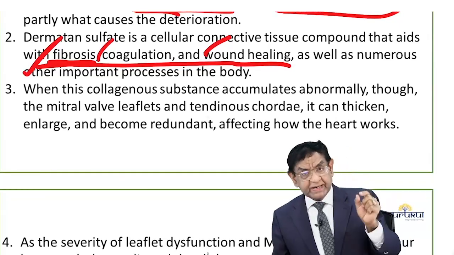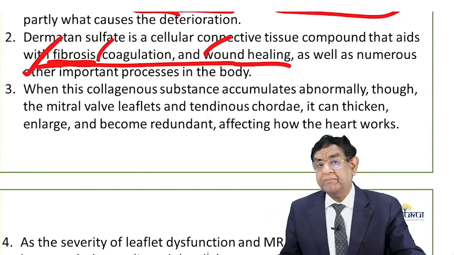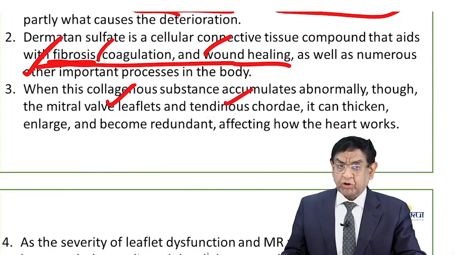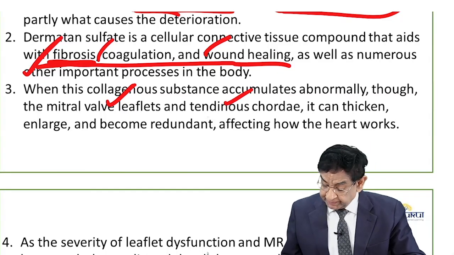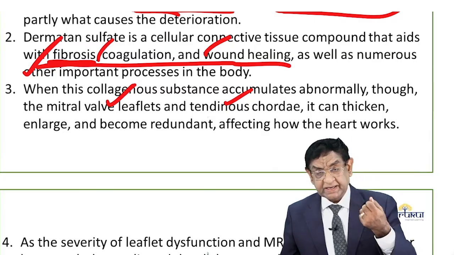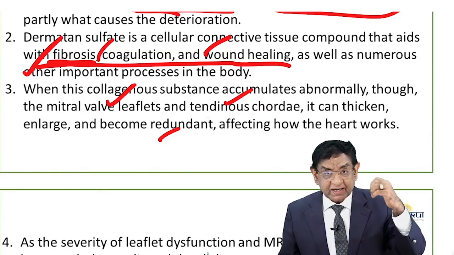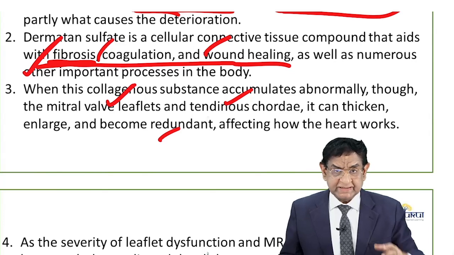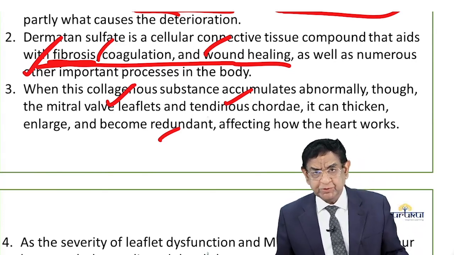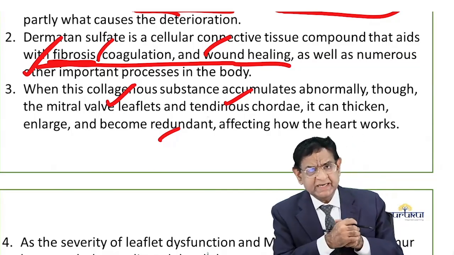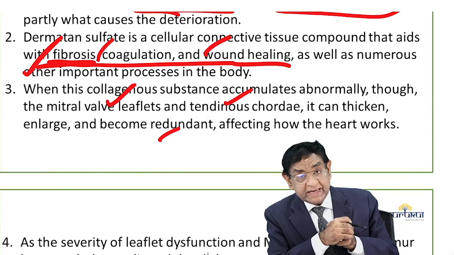But when it gets abnormally accumulated in the mitral leaflet, the mitral valve, not only does it destroy the mitral leaflet, it also destroys the chordae tendineae. Okay. Now these structures ultimately become redundant. They become useless. It destroys, and ultimately that leads to weak valve cusps, and weakness will always like to prolapse. So in a nutshell I can say, it weakens the valve from inside.